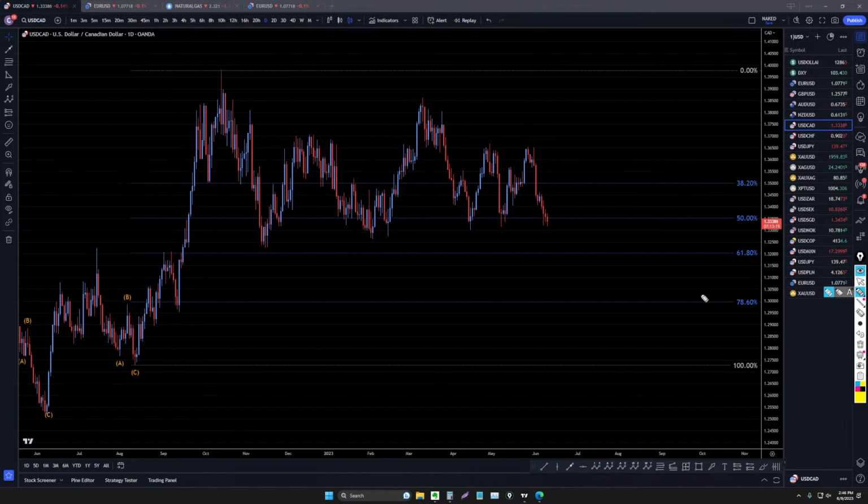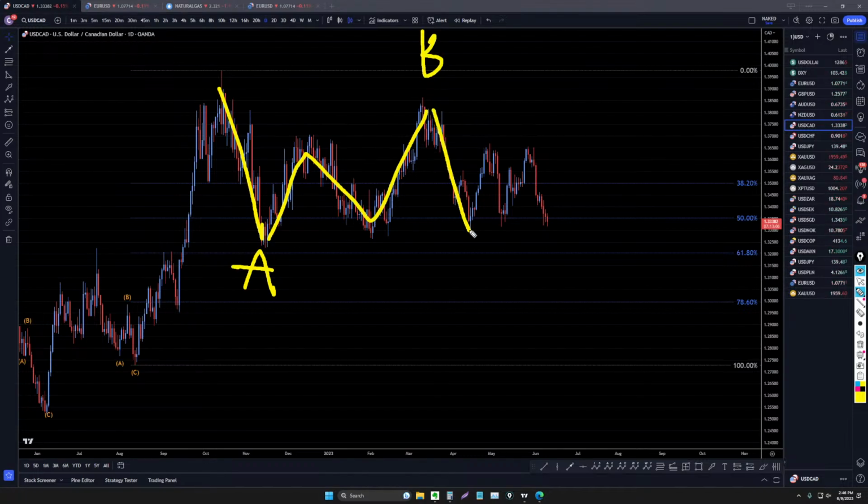Now, like I said, I do see a few possibilities. One of the possibilities I see is that this is like an ABCDE type thing. Maybe this is like an A. This is 3 waves up for a B. This is a C. This is 3 waves up for a D.